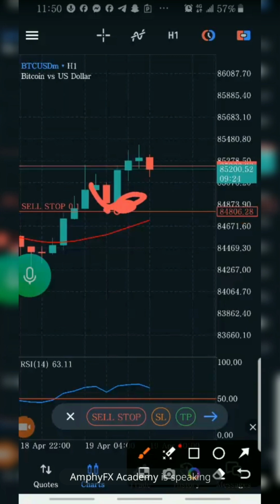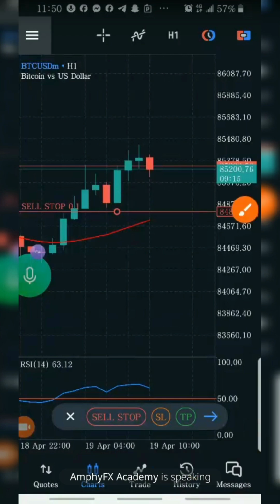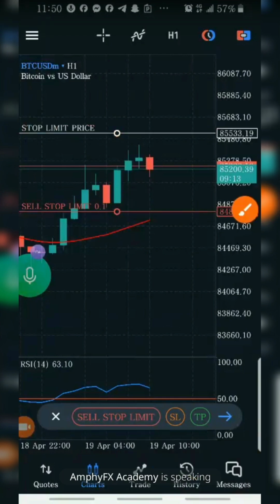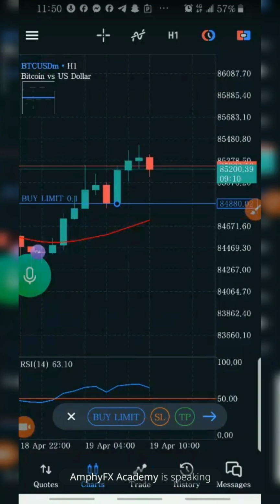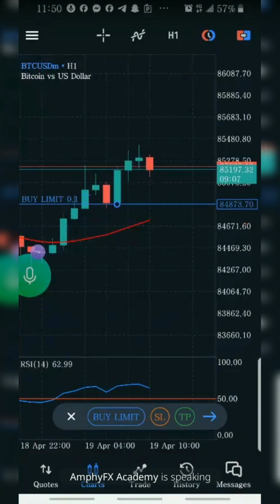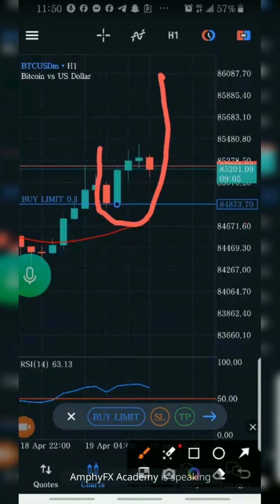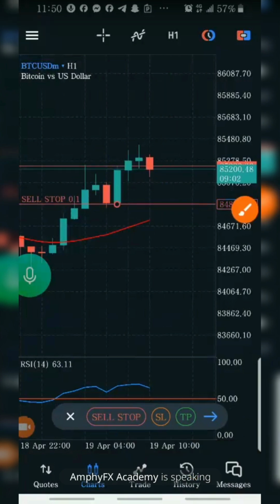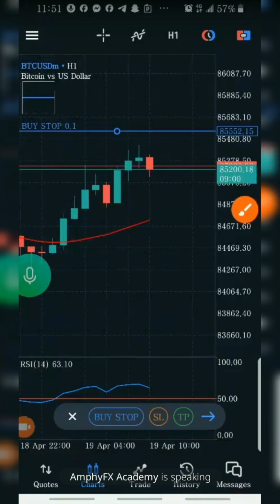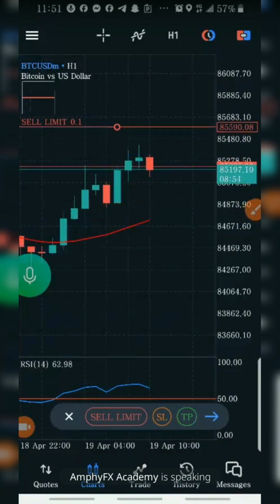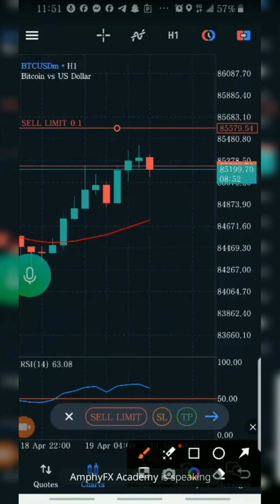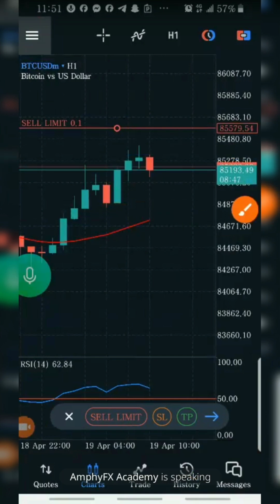Buy limit. If you set a buy limit, you are telling the price to reach it. Buy limit is always below the market price. What you are telling the market is that the market should pick you up and begin to buy. Sell limit is always above. What you are telling the market is that it should pick this order of yours and begin to sell. But buy stop is always above.